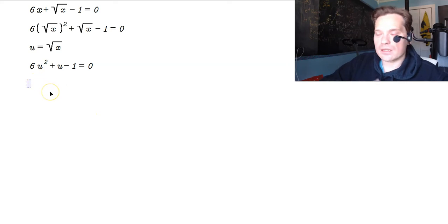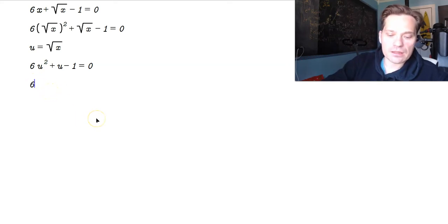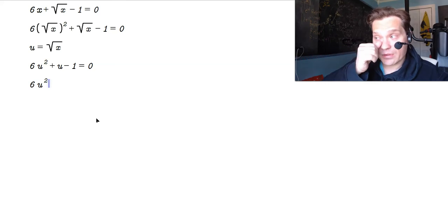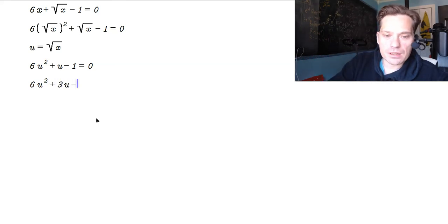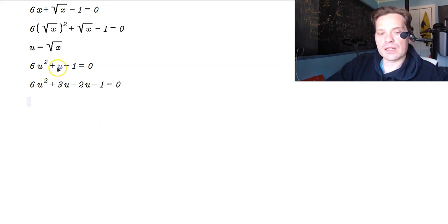You can factor this, so however you know how to factor. One thing that you can do is write 6u squared, for example, and just rewrite the middle as 3u minus 2u minus 1 equals 0. That's allowed. We just rewrite the 1 positive u as 3u minus 2u.